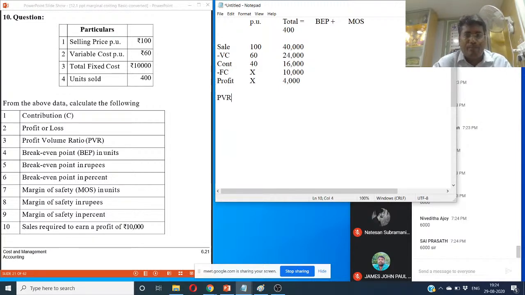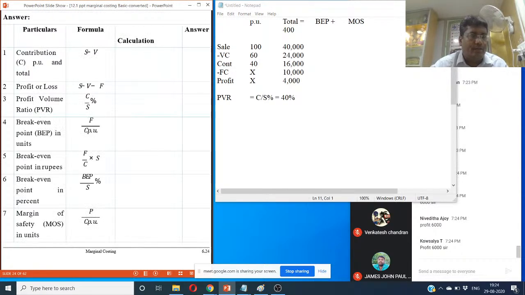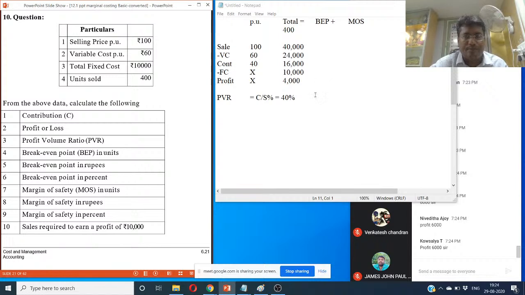PVR-ku enna formula? The PVR being C by S into 100, yes 40%, answer being 40%. Now we have to calculate BEP from this. What is the formula for BEP? Break even point in units.